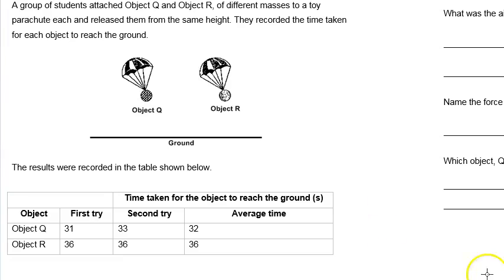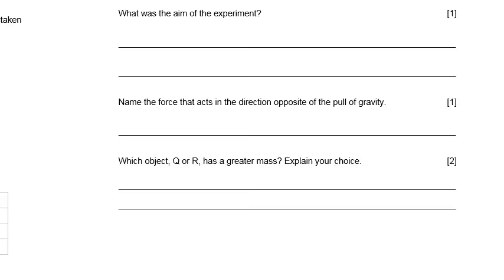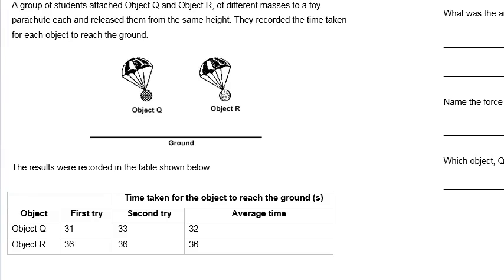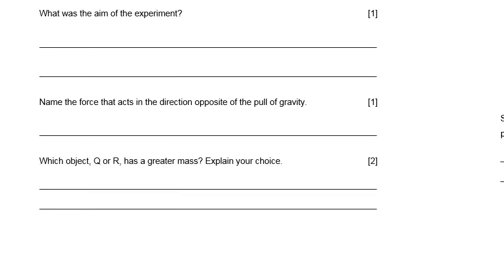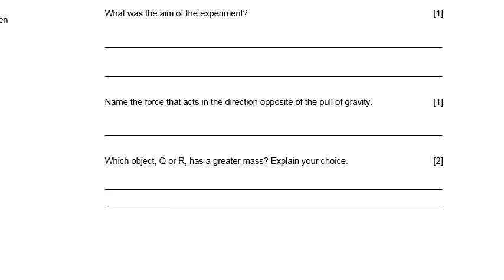Right? So name the force that acts in the direction opposite of the pull of gravity. So if the gravity is pulling downwards, what opposes that downward motion would be friction. Right? Because remember, friction opposes motion.